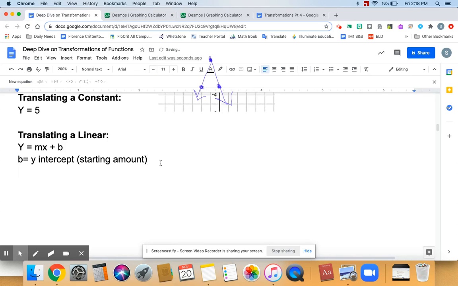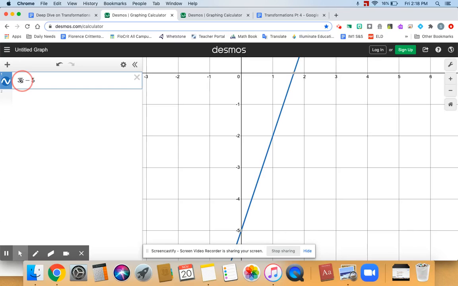Then step 2 is m is your slope, which is how much you're growing by after one whole time has passed. So for 3x, that means I'm going up 3 after one time. And so that's my next dot. And I would have put a point there and connected them.